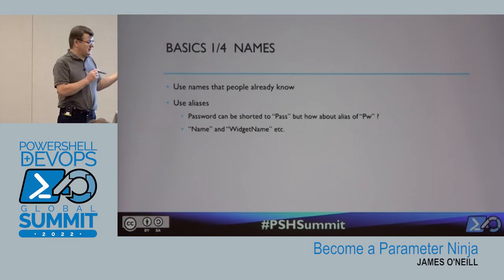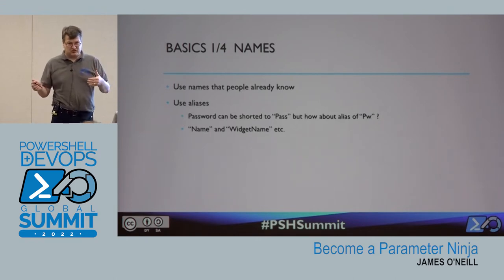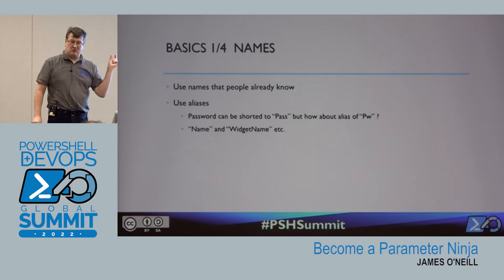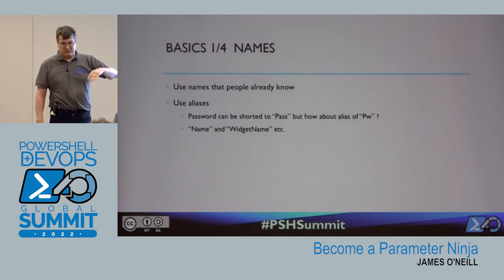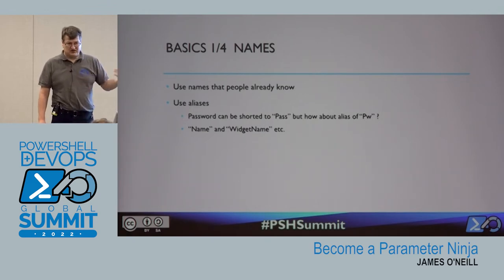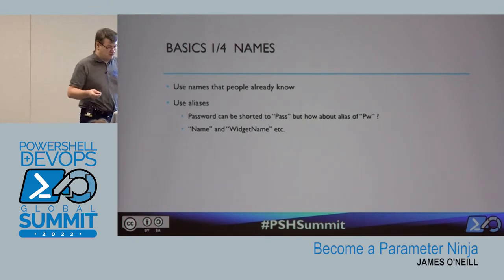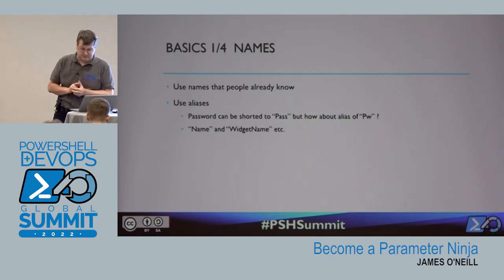You can also create aliases that will disambiguate short names. So if you've got two parameters which condense down to the same couple of letters, and then aren't unique, well, you can make one of those an alias. And for things like pass-through or password, PT for pass-through, PW for password, and that kind of thing. And if you've just got name, then name of what it is, sometimes that's helpful as well.